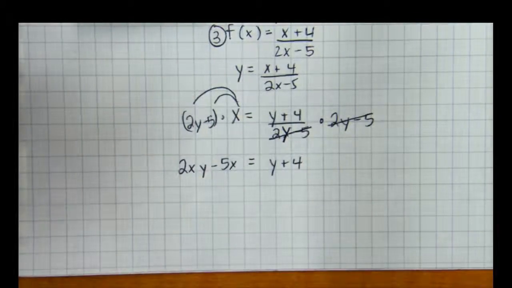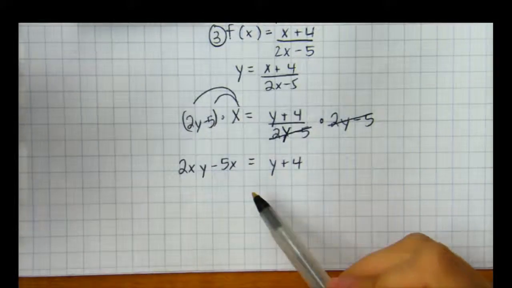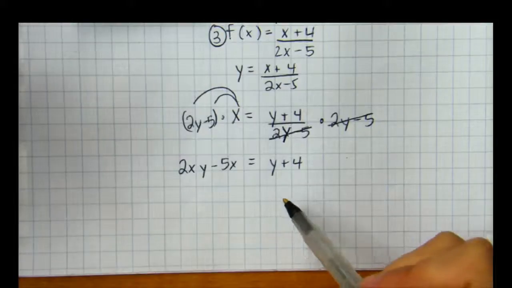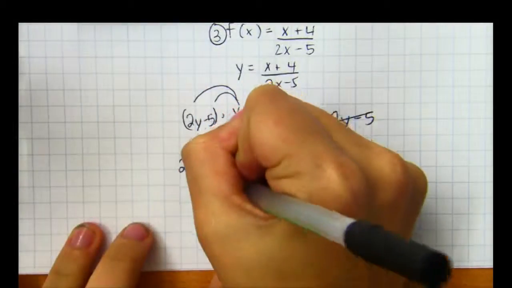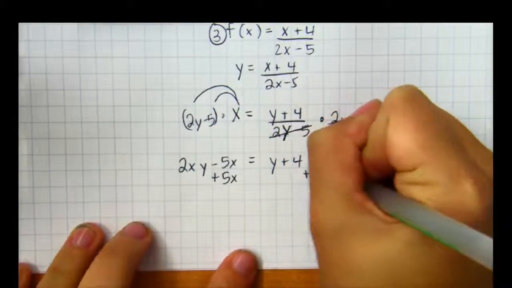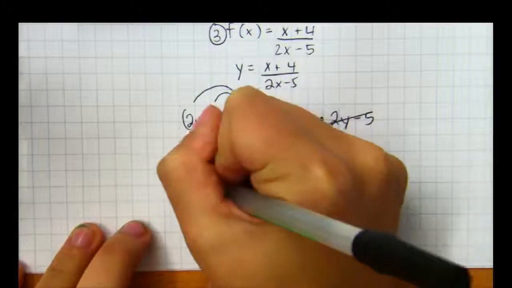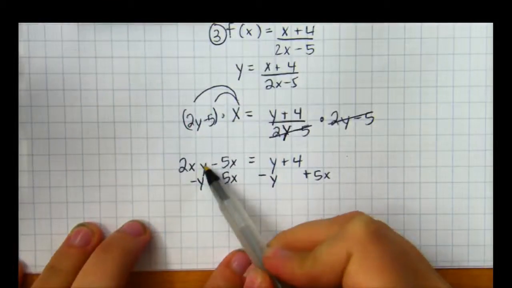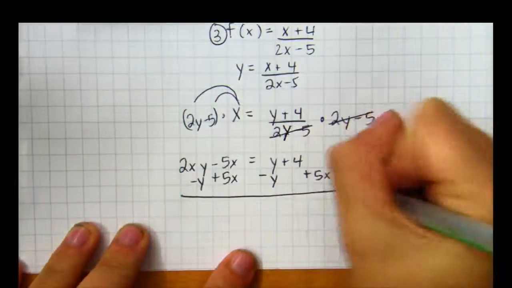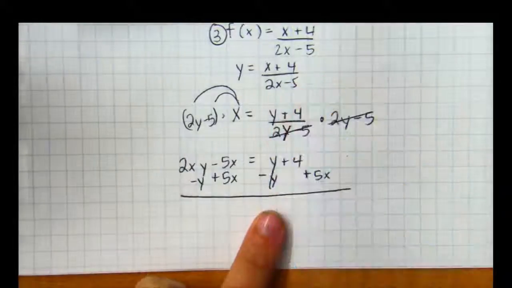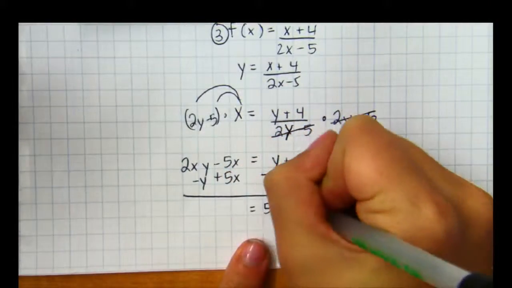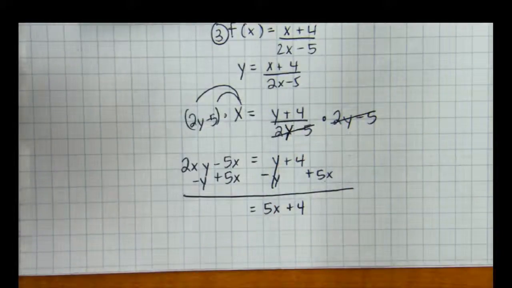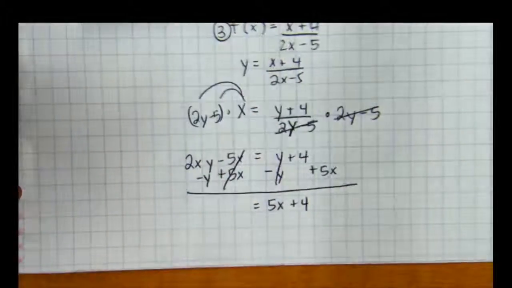Okay, so now remember my goal is to get my y's by themselves. So in order to do that, I probably have to get them to the same side. So I'm going to add this 5x over here to get it away from my y. And I'm going to subtract this y to get it closer to this one. Okay, when I do that over here, my y is going to cancel out. I'm going to have a 5x and a positive 4. Over on this side, my 5x is going to cancel out.